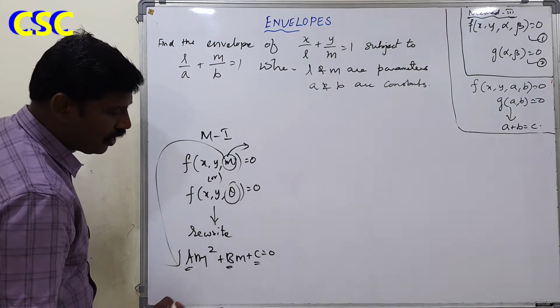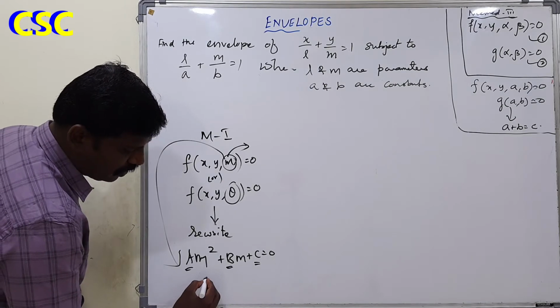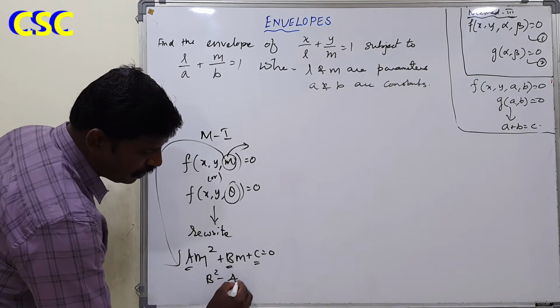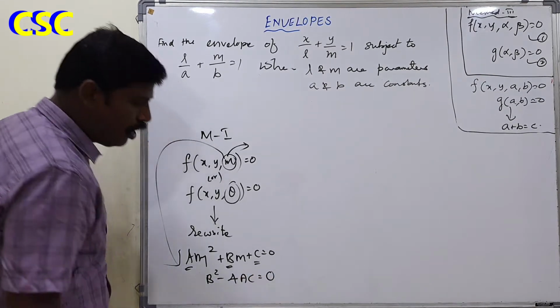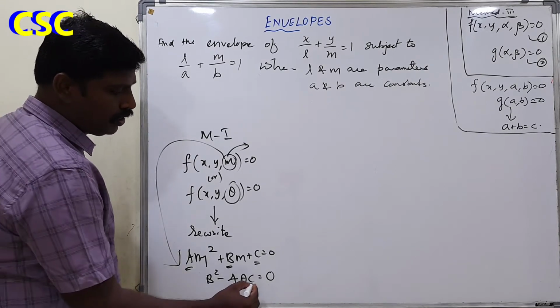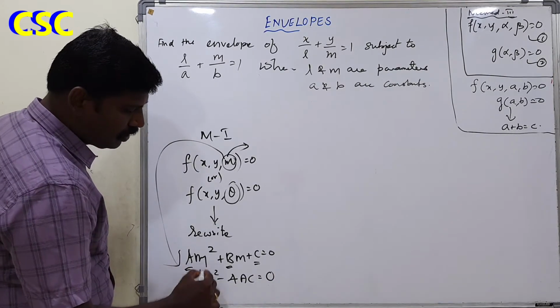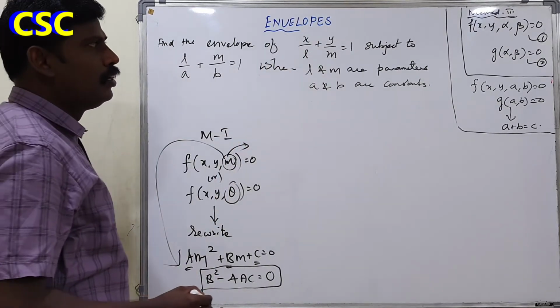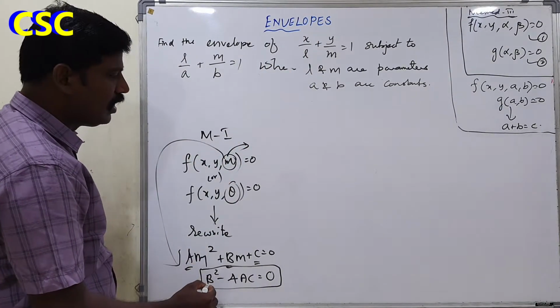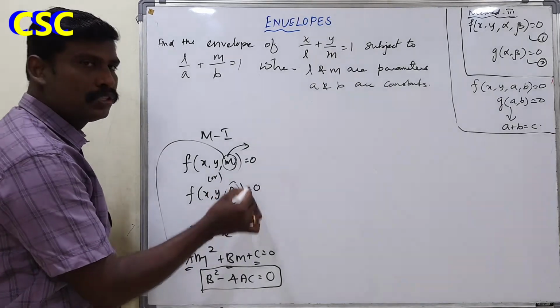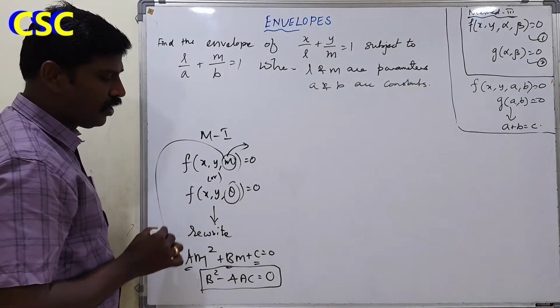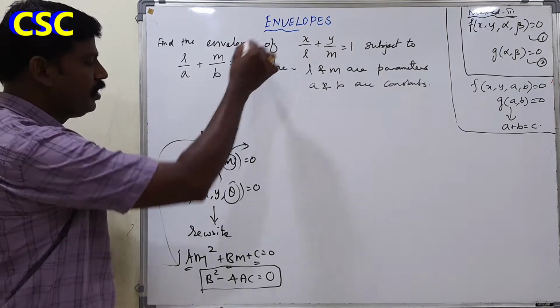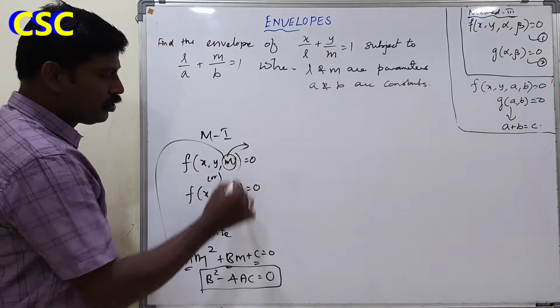After finding these values a, b and c, go for finding the envelope by equating b square minus 4ac to 0. This formula is the magic formula to find the envelope of a given family of curves. This is a single curve that touches crores and crores of members of this family. That's why this is called the envelope of the given family of curves. So this is method 1.